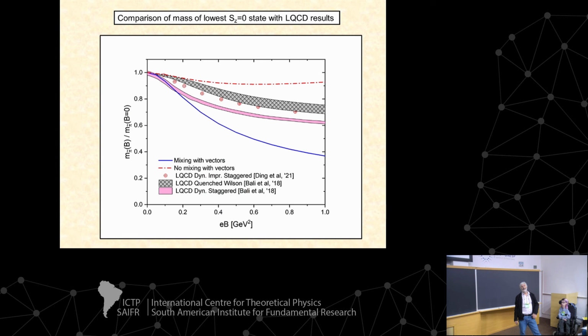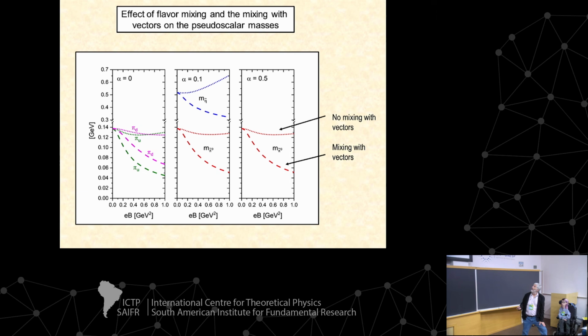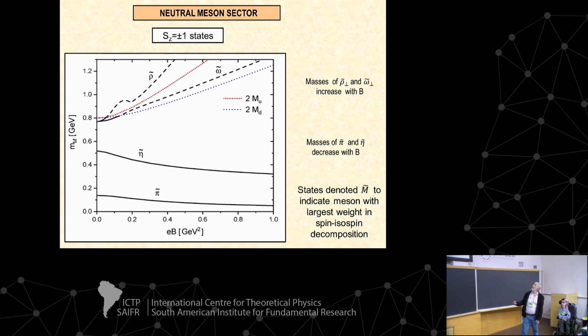Just two quick questions. There is a lack of a bump in rho tilde for low B. What's the explanation for that bump? Well, here we use dashed lines instead of full lines. This means that we are above threshold.